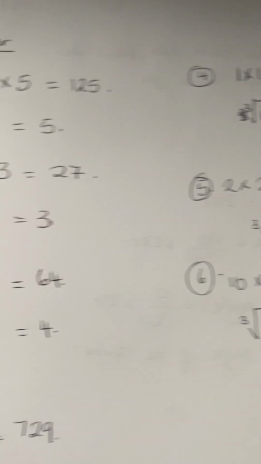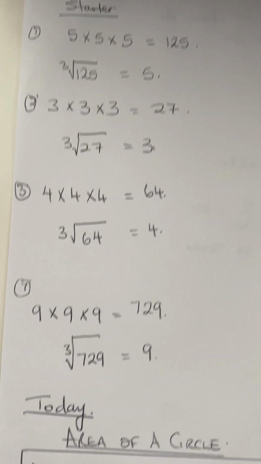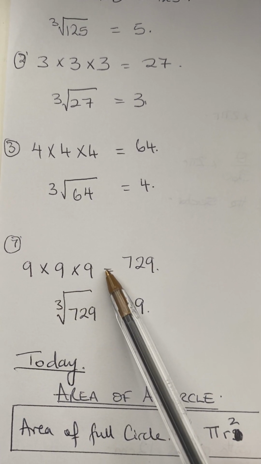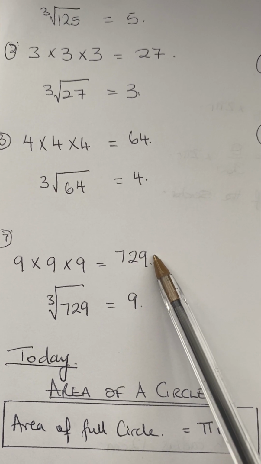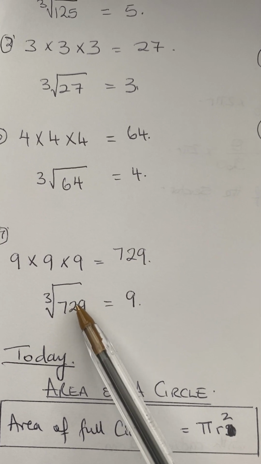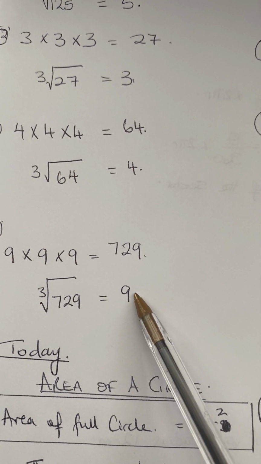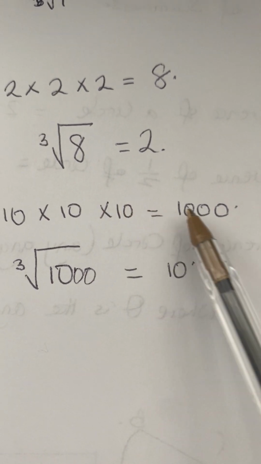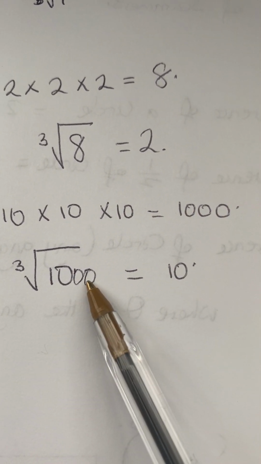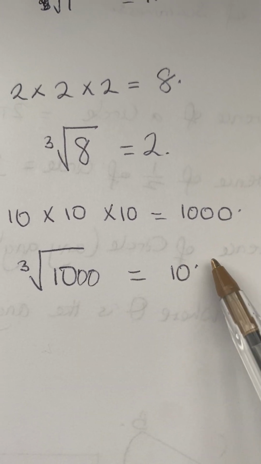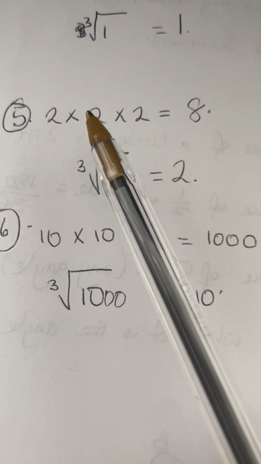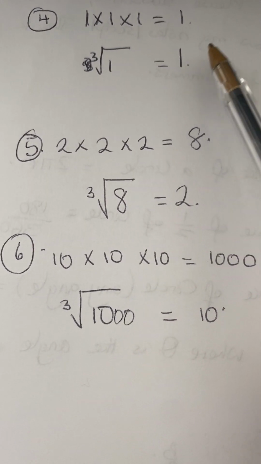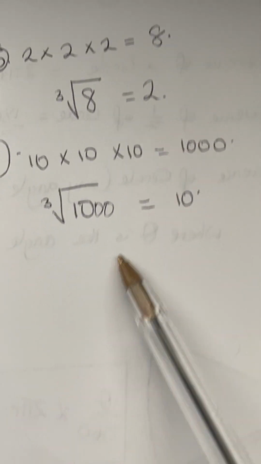Okay, so have a look at the starter again. Okay, there is one more here. 9 times 9 times 9 is 729. So the cube root of 729 equals 9. Okay. 10 times 10 times 10 is 1,000. So the cube root of 1,000 is 10. The cube root of 8 is 2. The cube root of 1 is 1. These are easy to learn.